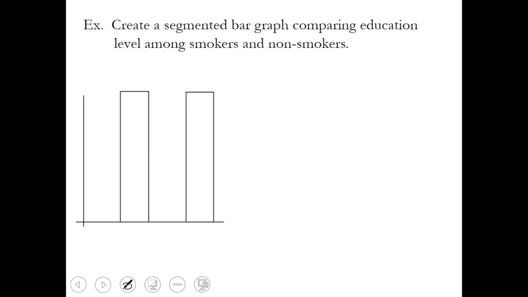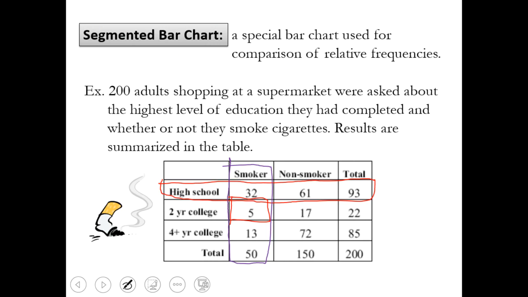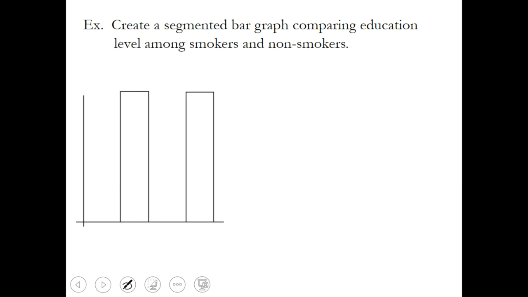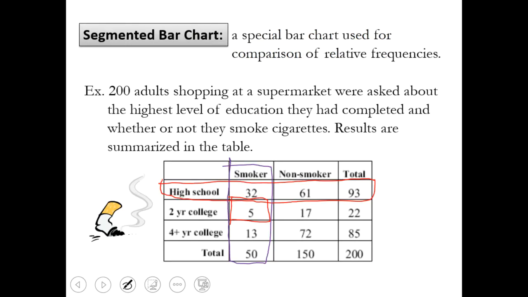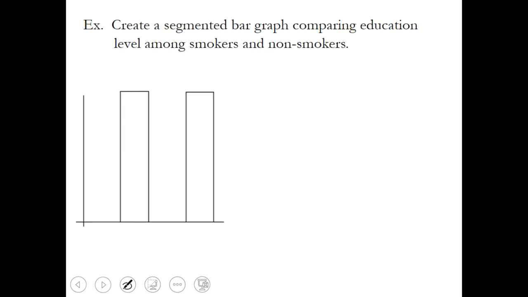Now, to do that, let's think about our first one. My first group is going to be smokers who had a high school diploma. That was 32 out of 50. We'll go back to the chart. So I had 32 out of 50. What percent of the smokers had a high school diploma? I had 64%. So what percent of non-smokers had a high school diploma? Well, that was 61 high school diplomas, 61 out of 150. So I'm breaking this category down by smokers and non-smokers, so it's always out of smokers or out of non-smokers.